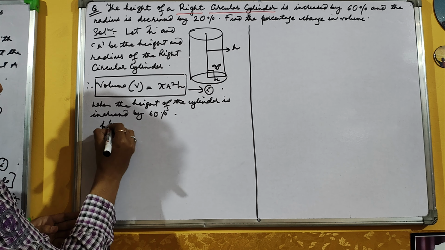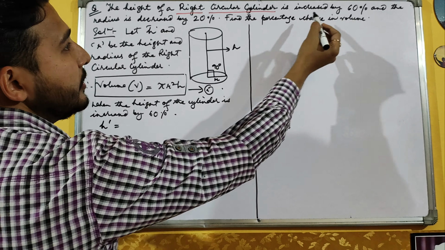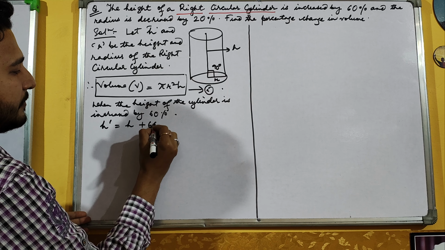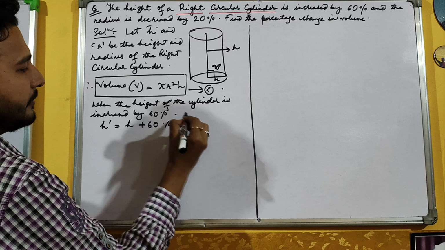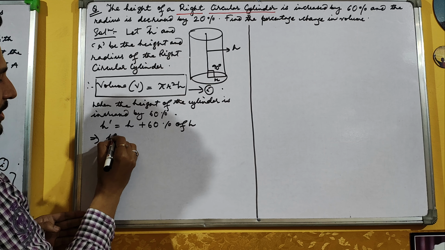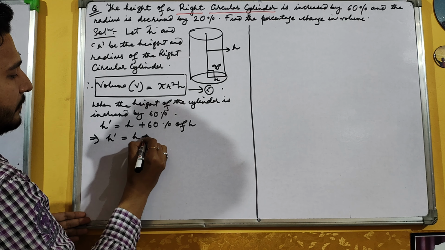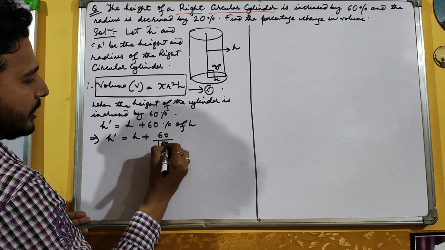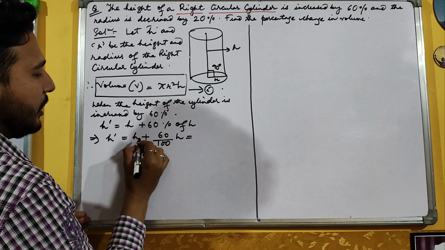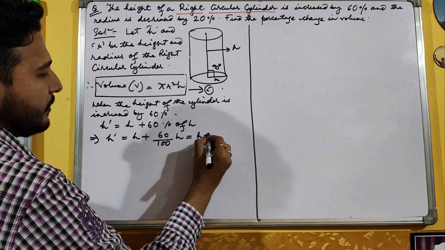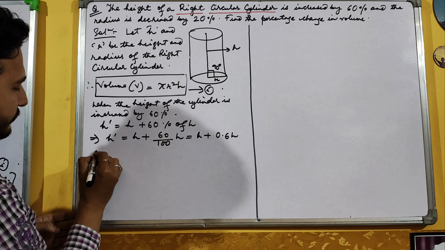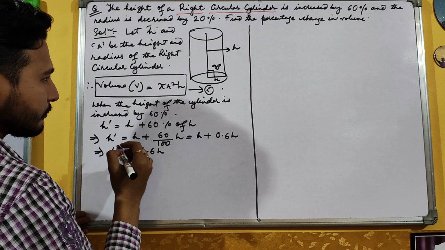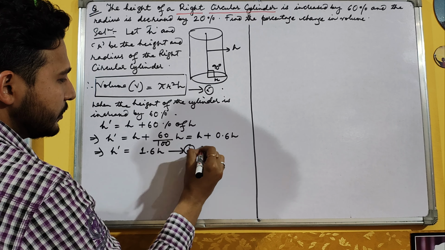So new height h dash is equal to height 60% बढ़ गया है. So मतलब original height plus 60% of original height. Okay, so let's find out h dash. That's the new height. H plus what is 60% of h? So can we not write 60 by 100 h, which is nothing but h plus 0.6 h. So h dash is equal to 1.6 h. Give this as equation 2.